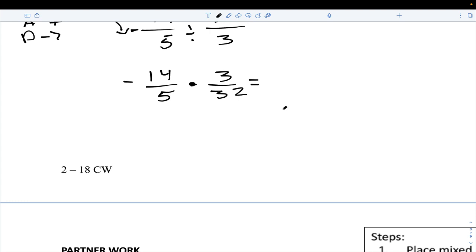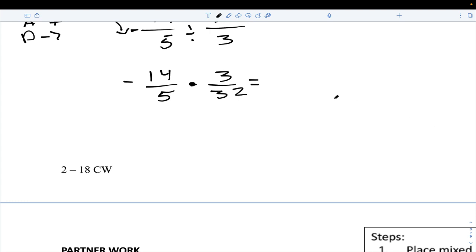5 and 3 don't cancel. They don't divide into each other. Can I divide 14 by 32? No. 14, 28, that won't work. But could you possibly divide this by a number and that by a number that they both would divide by?